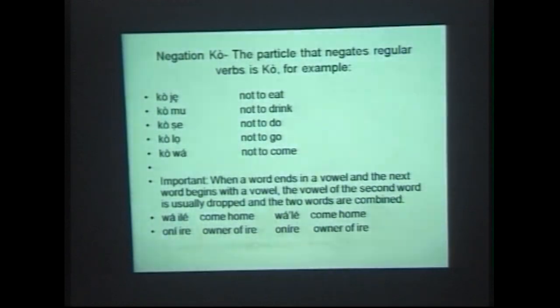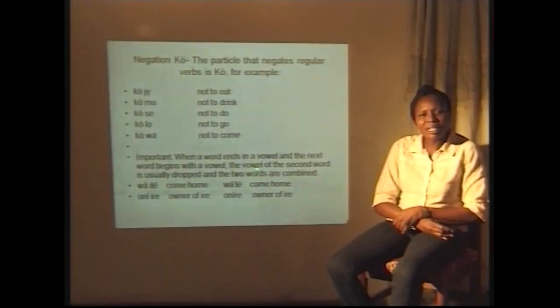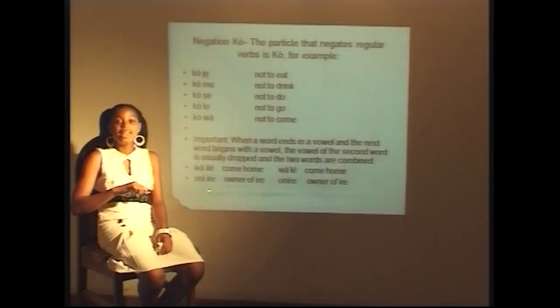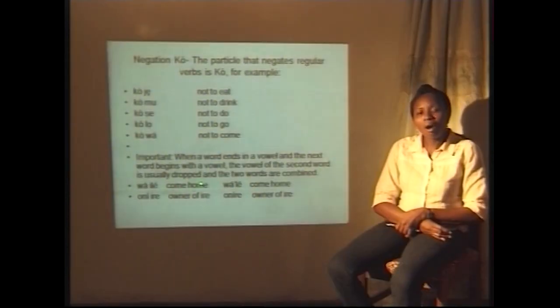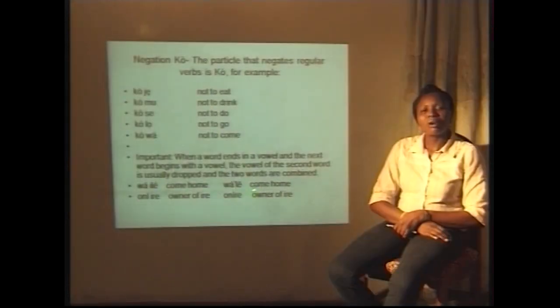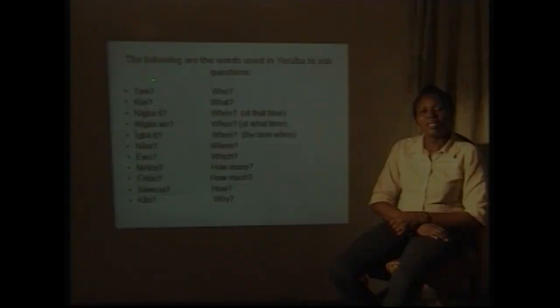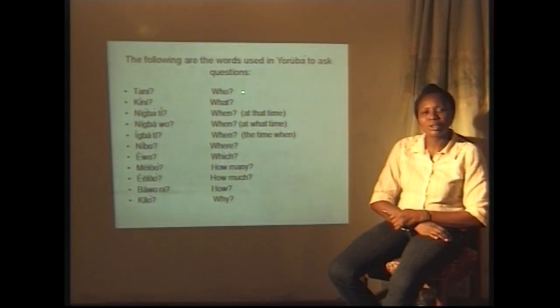When a word ends in a vowel and the next word begins with a vowel, the vowel of the second word is usually dropped and the two words are combined. For example, wa ile, come home. Wale, come home. Oni ire, owner of ire. Onire, owner of ire.